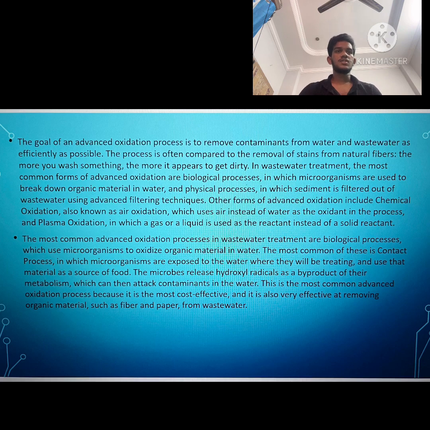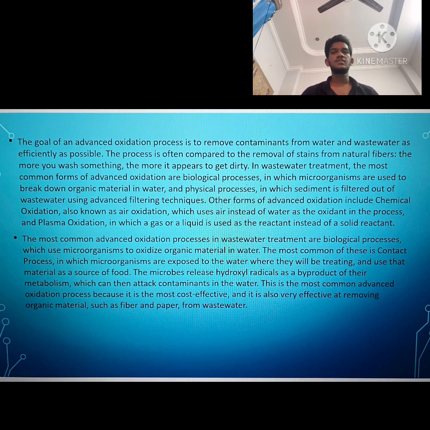The goal of an advanced oxidation process is to remove contaminants from water and wastewater as efficiently as possible. The process is often compared to the removal of stains from natural fibers. The more you wash something, the more it appears to get dirty. In water wash treatment, the most common forms of advanced oxidation are biological processes, in which microorganisms are used to break down organic materials in water, and physical processes, in which sediment is filtered out of wastewater using advanced filtering techniques.